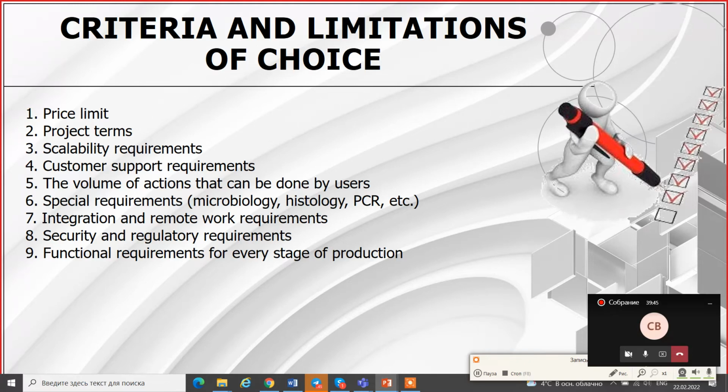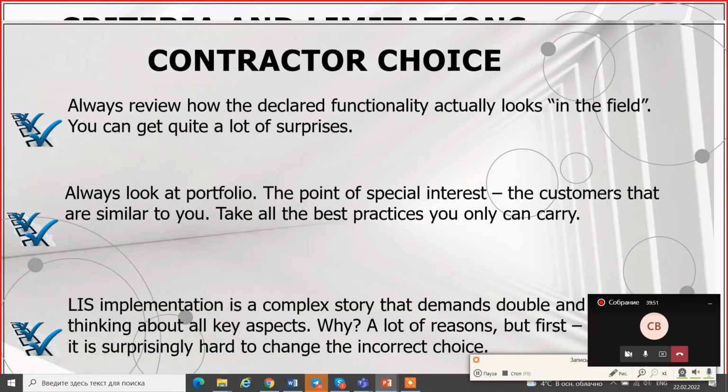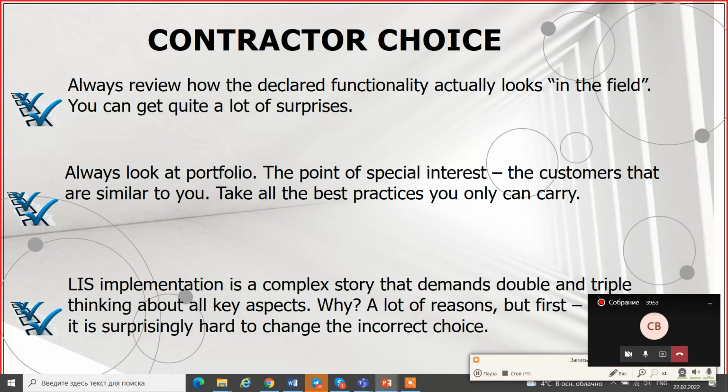Then functional requirements, of course. So I think it's the contractor's choice, of course. It's quite common for any IT contractor you'll be able to see in your practice.